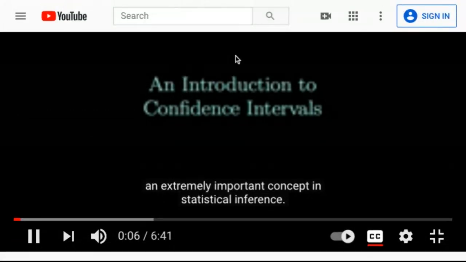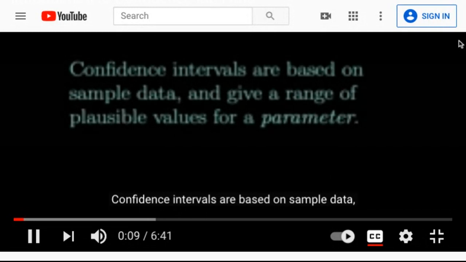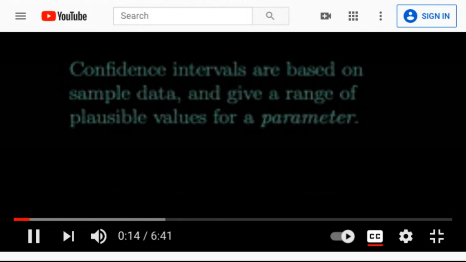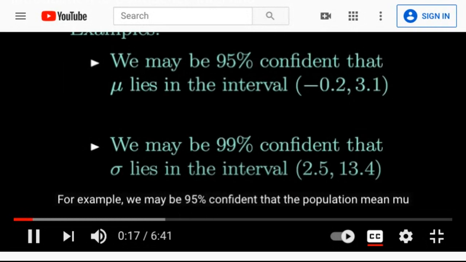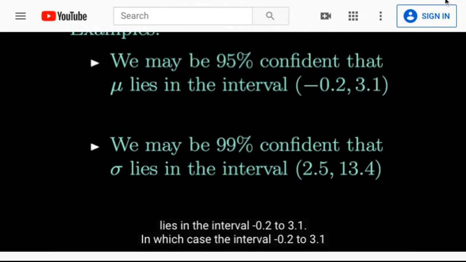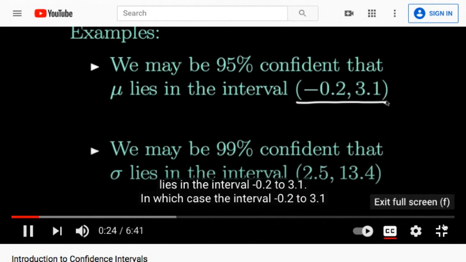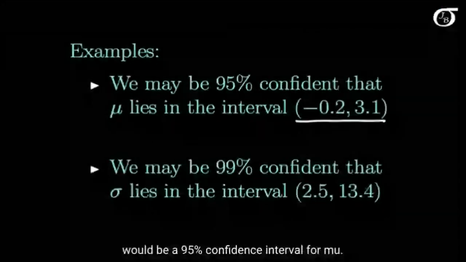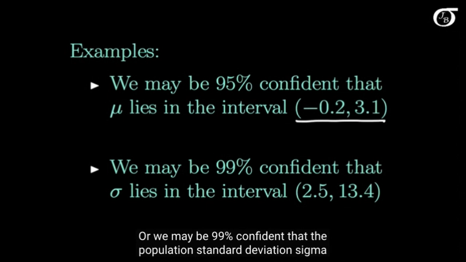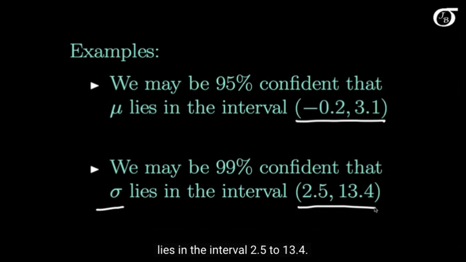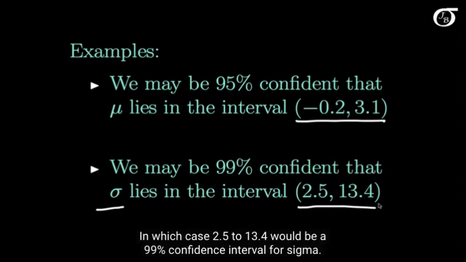Let's take a look at an introduction to confidence intervals, an extremely important concept in statistical inference. Confidence intervals are based on sample data and give a range of plausible values for a parameter. For example, we may be 95% confident that the population mean mu lies in the interval minus 0.2 to 3.1. In which case, the interval minus 0.2 to 3.1 would be a 95% confidence interval for mu. Or we may be 99% confident that the population standard deviation sigma lies in the interval 2.5 to 13.4. In which case, 2.5 to 13.4 would be a 99% confidence interval for sigma.